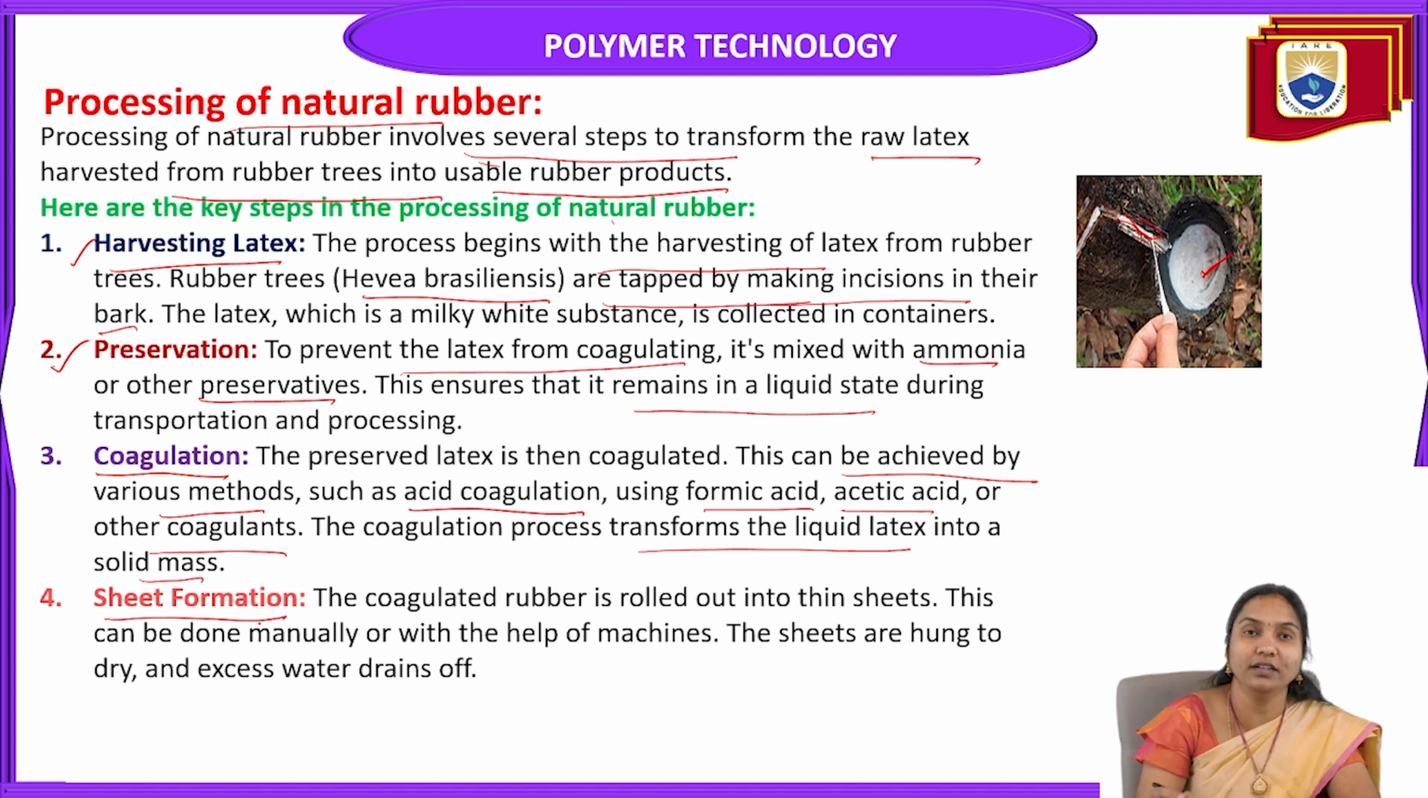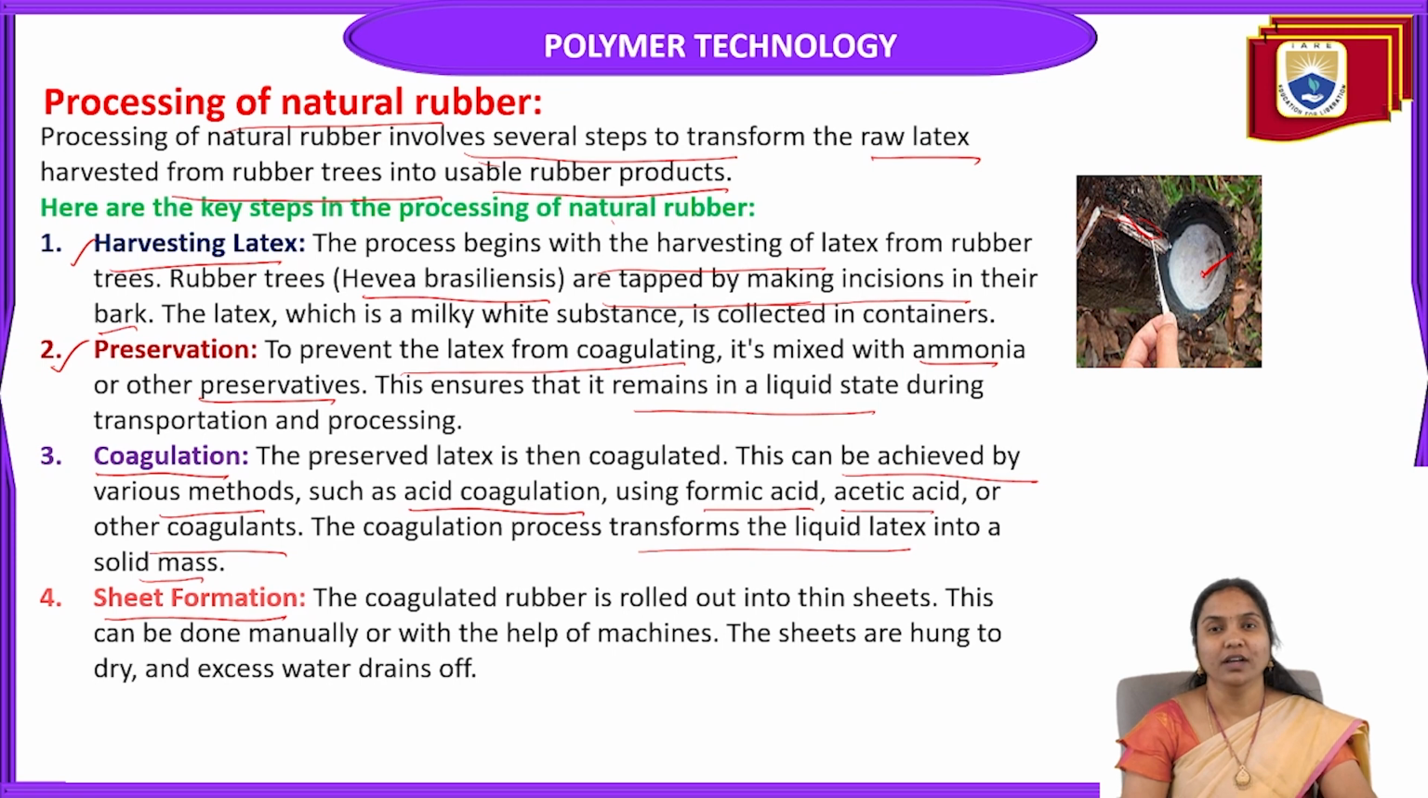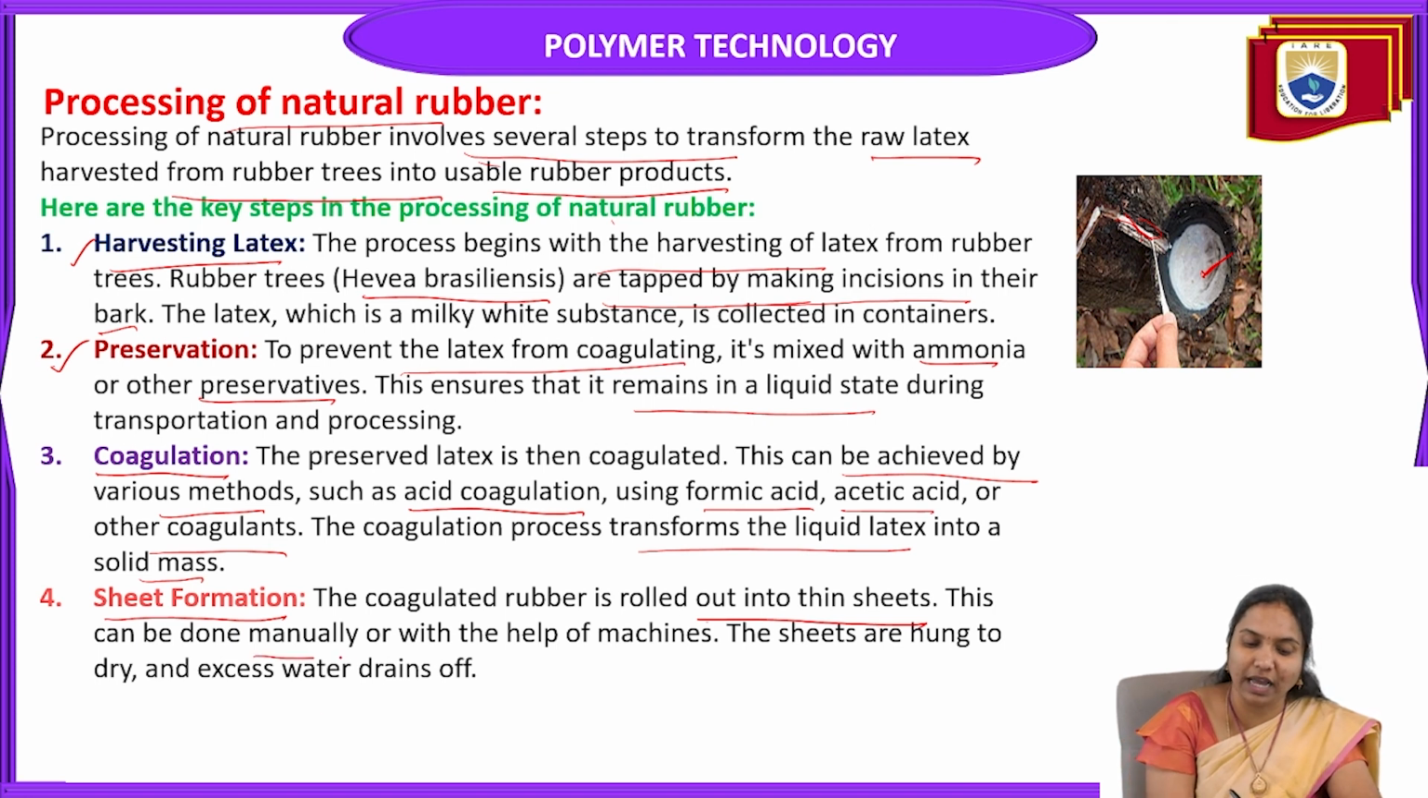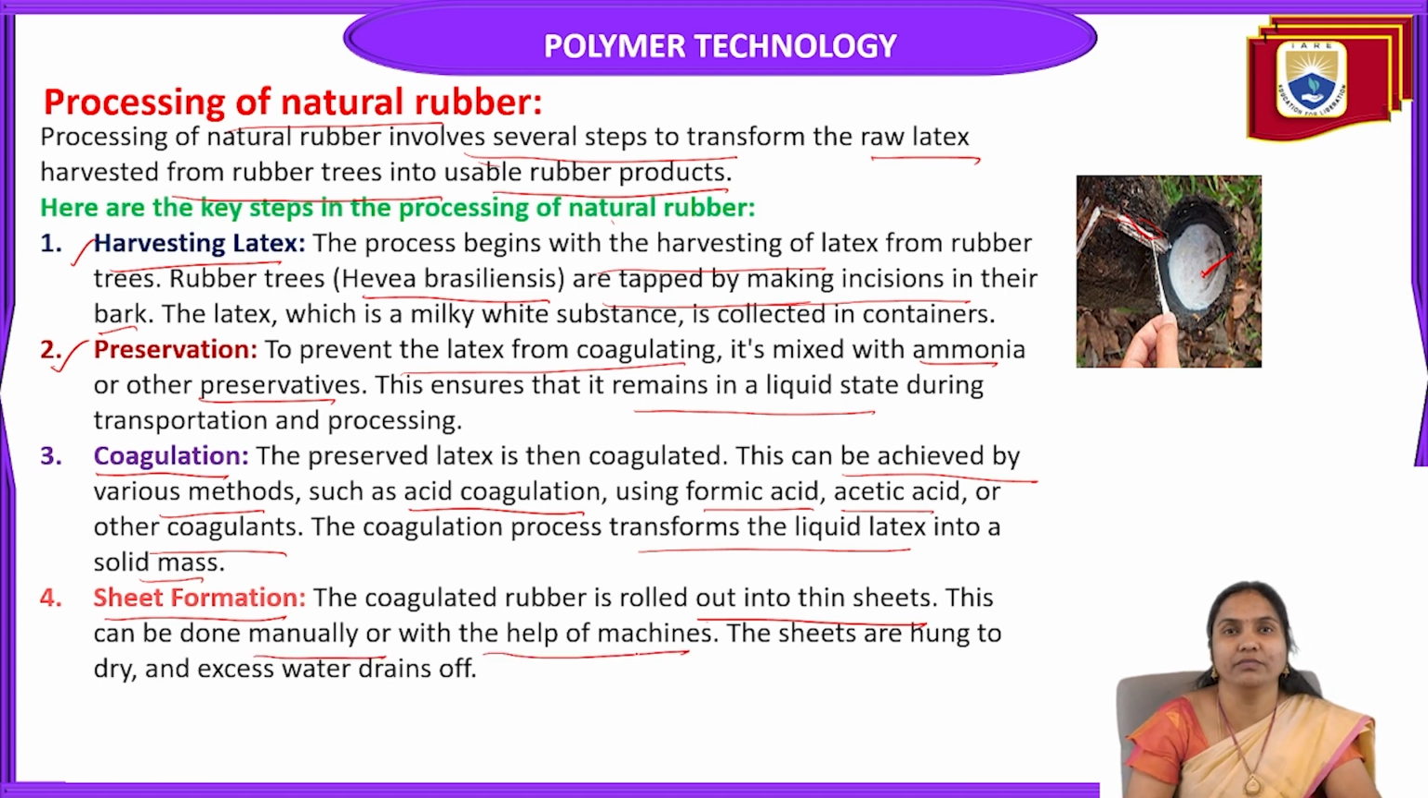And fourth step is sheet formation. Here the coagulated rubber is rolled out into thin sheets. This can be done manually or with the help of machines.